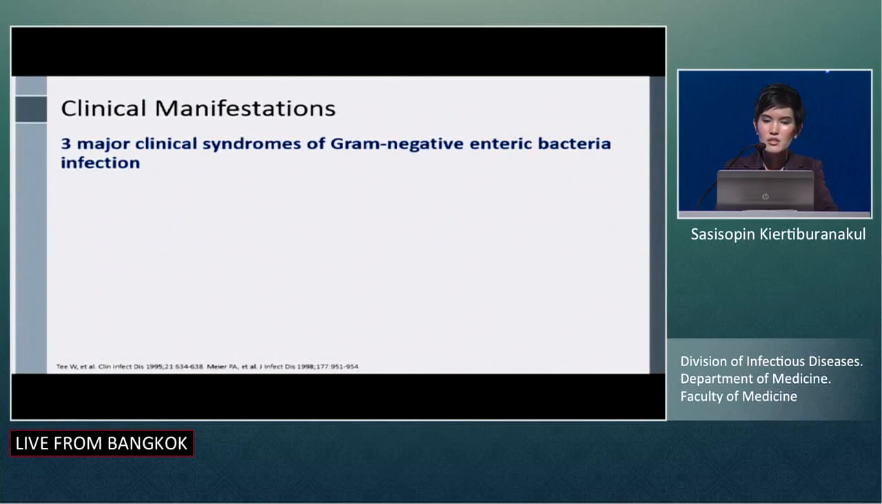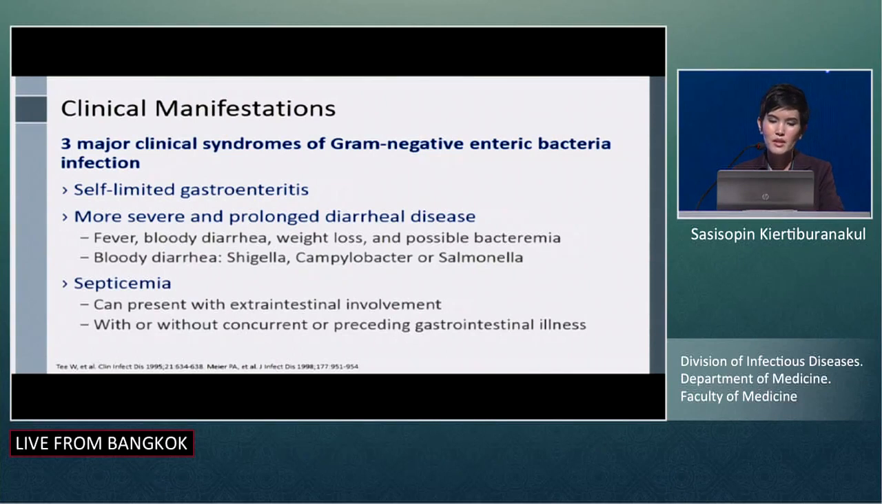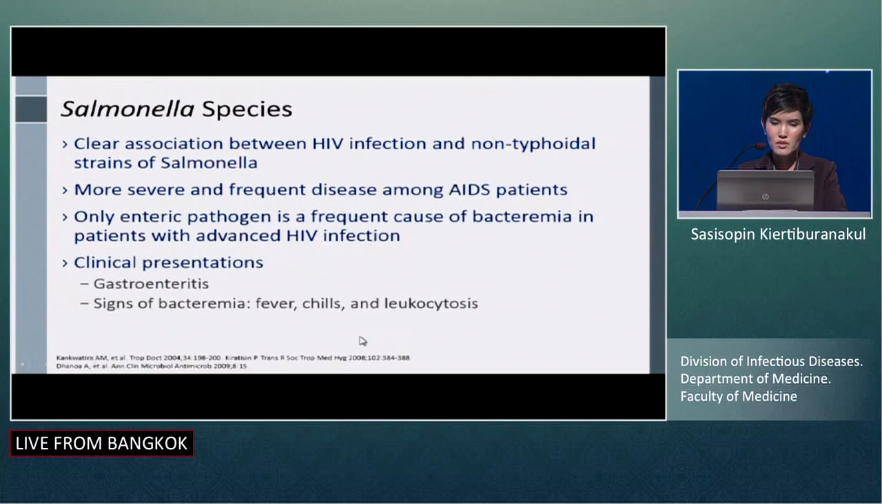So there are three major clinical syndromes of gastrointestinal tract infection with gram-negative bacteria. The first one is that he or she may get only gastroenteritis, which is self-limited. The second form is more severe and prolonged diarrhea, with fever, bloody diarrhea, weight loss, or possible bacteremia. And the last one is septicemia. They can present with extra-intestinal involvement with or without gastrointestinal illness.